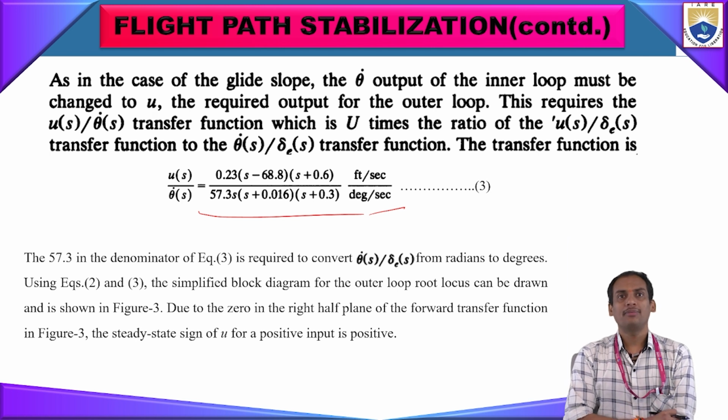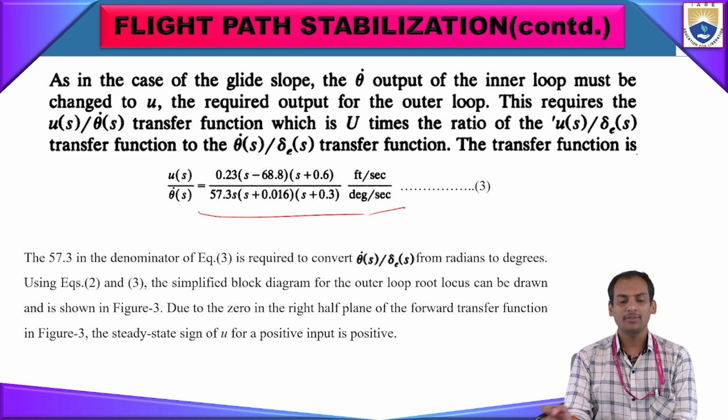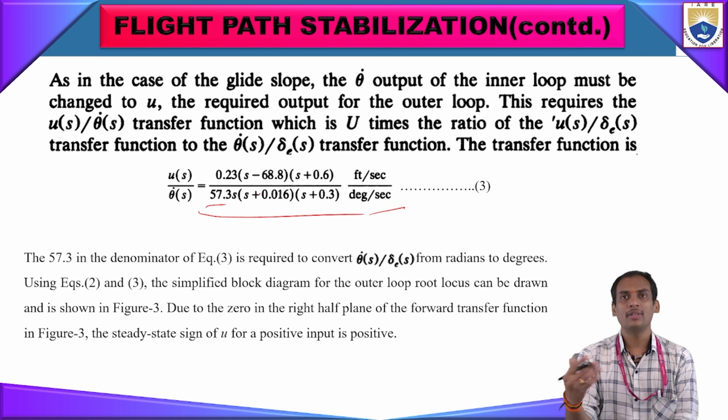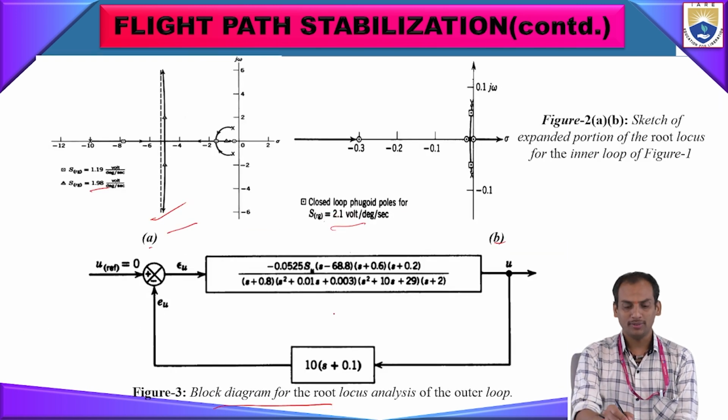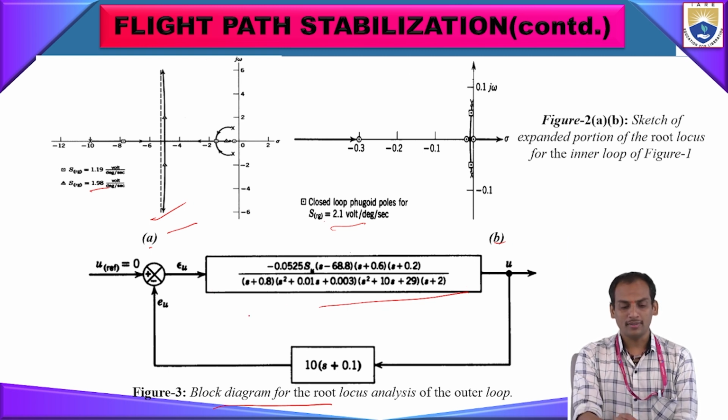Here the 57.3 in the denominator is required to convert theta of s by delta e of s from radians to degrees only. This is a constant required to convert radians to degrees. So from the previous equation 2 and this equation 3, the simplified block diagram for the outer loop root locus has been shown in the previous figure, figure 3. This is the transfer function operated for u and theta.